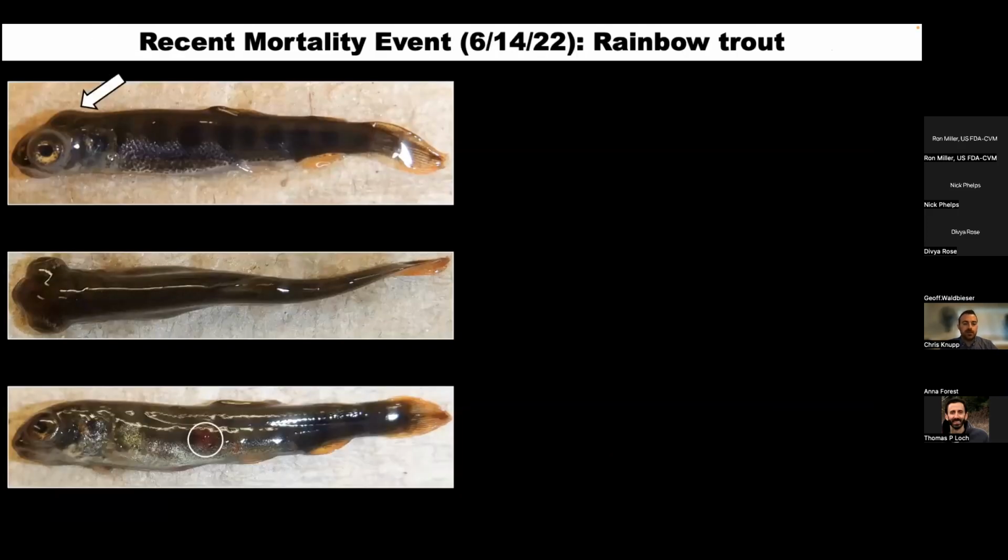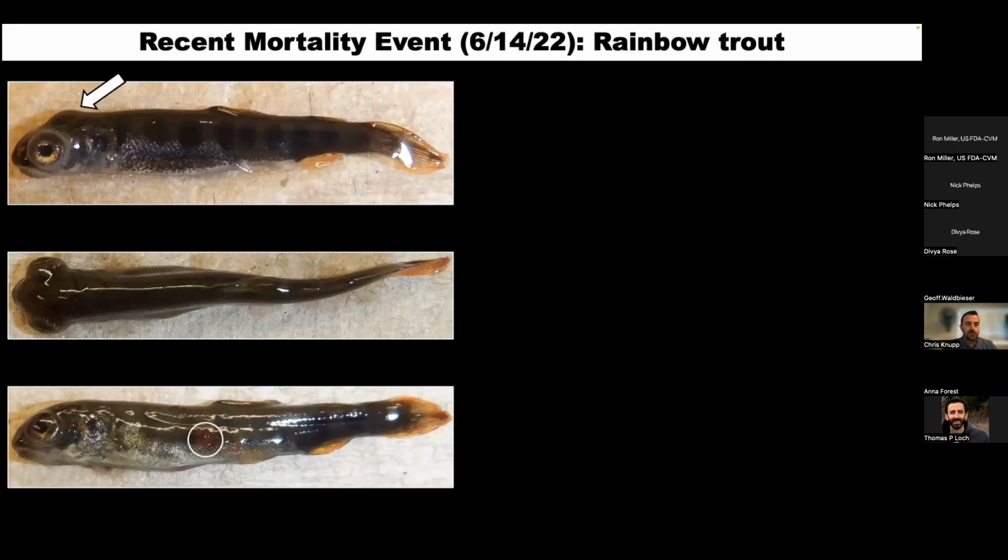So since the time I submitted my abstract and now, we had a very recent mortality event at one of our Michigan State fish hatcheries involving rainbow trout fry. So these fry presented with disease signs very characteristic of rainbow trout fry syndrome, as you can see in these images, included severe cranial swelling and exophthalmia, as well as ulcerations on the trunk.